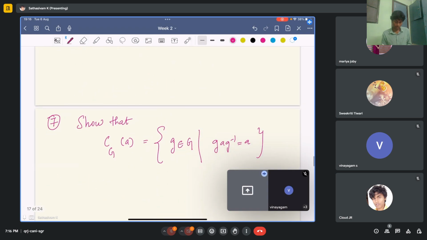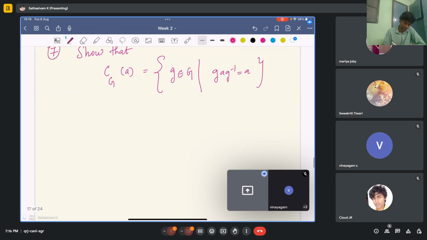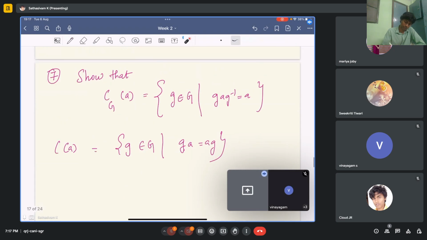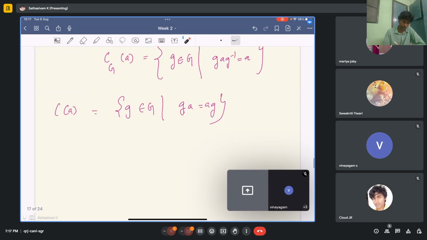Okay, maybe I'll just give a remark. Okay, here is something, right? Probably we'll do this one also. Okay, so what does this problem say? Recall what the centralizer is. The centralizer of A is the set of all g belonging to G such that ga equals ag, right? So here what the problem says is I can write the centralizer as the set of all g in G such that gag inverse is equal to A. So basically this statement is equivalent to this statement.